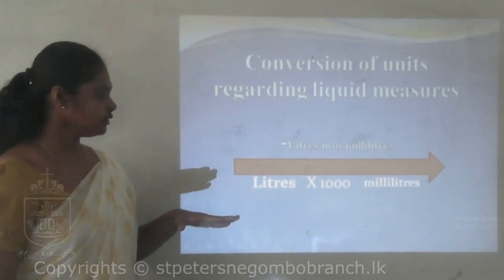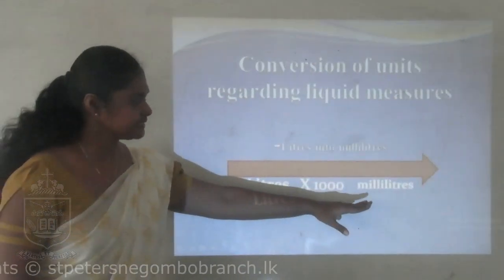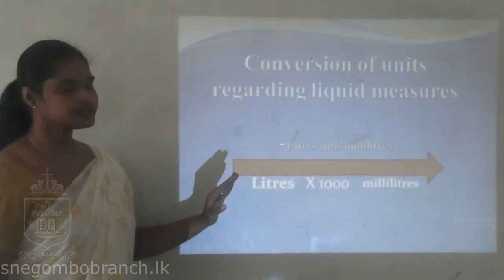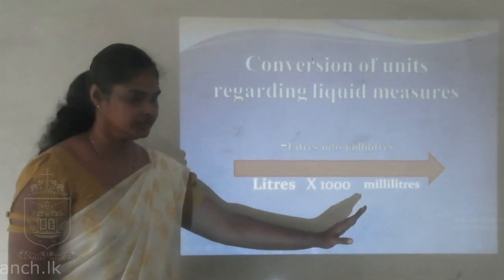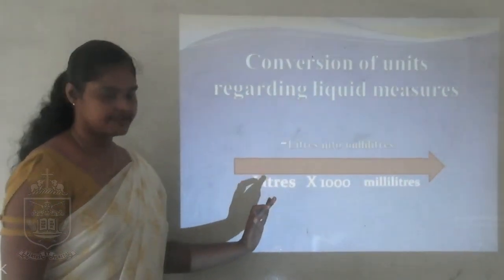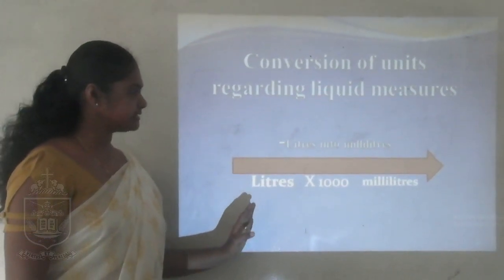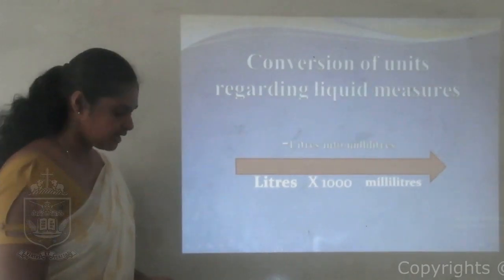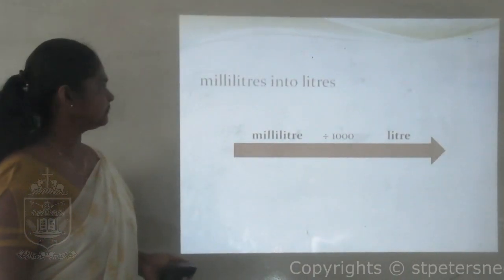Because you all know that liter is the largest unit and the milliliter is smaller than that comparatively. So when you have to convert a large unit into a smaller one, we are going to multiply. Since the relationship between liters and milliliters is 1000, we are multiplying it by 1000. Right, let's move on to the next slide.